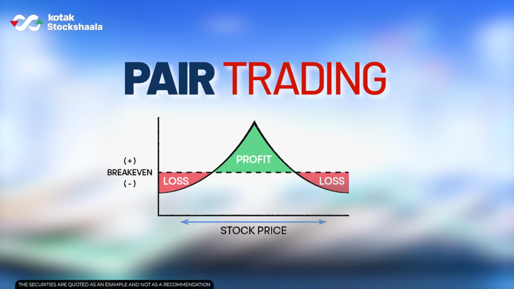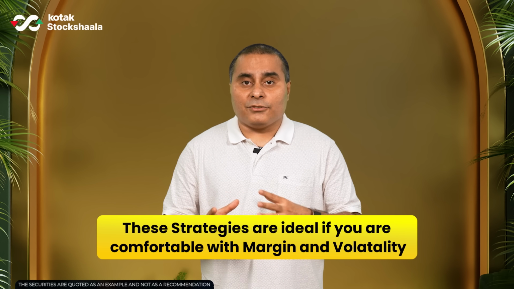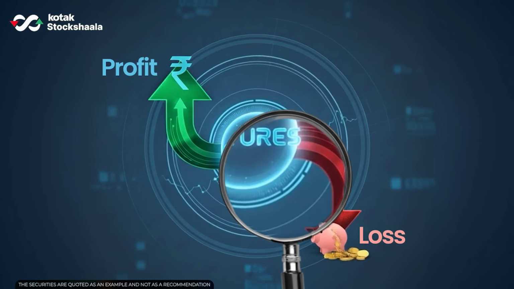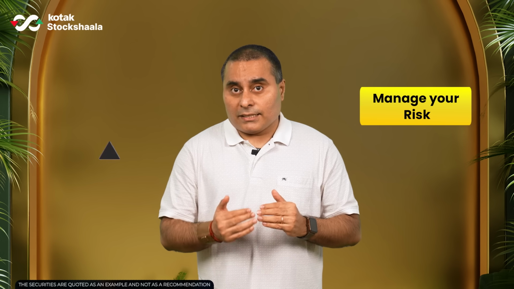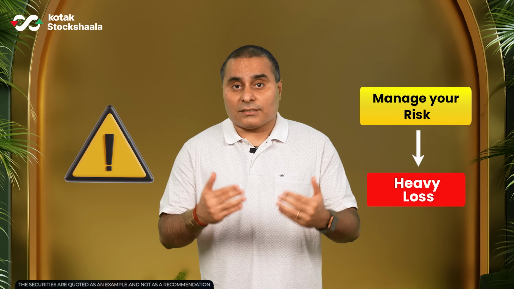Now third, we have pair trading. Trade the correlated commodities like gold versus silver, zinc versus copper. When one is overpriced versus the other, you go long one commodity and short the other. These strategies are ideal if you are comfortable with margins and volatility. Now, futures magnify both profits and losses. But the most important thing, remember, when you are trading futures, it is very important that you manage your risk, because if you are not able to handle your risk, then it can create much larger losses than you expected.